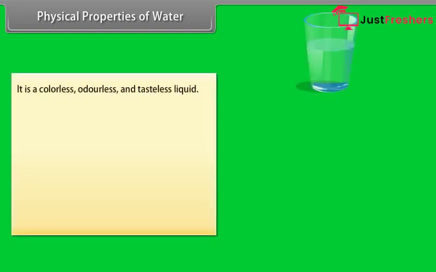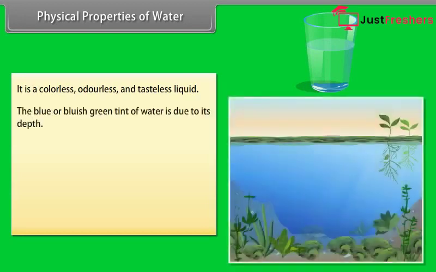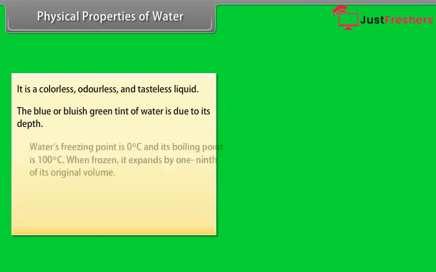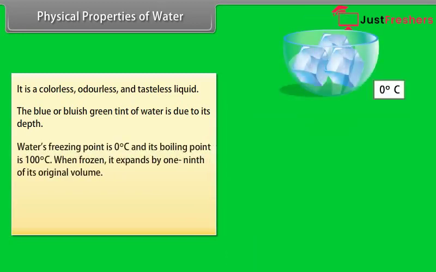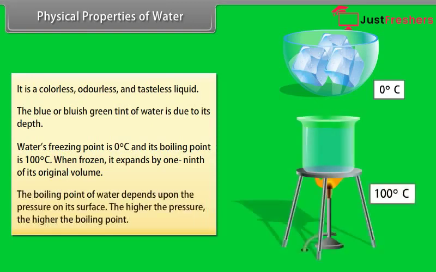Physical properties of water. It is colorless, odorless and tasteless liquid. The blue or bluish-green tint of water is due to its depth. Water's freezing point is 0 degrees Celsius and its boiling point is 100 degrees Celsius. When frozen, it expands by 1/9 of its original volume. The boiling point of water depends upon the pressure on its surface. The higher the pressure, the higher the boiling point.